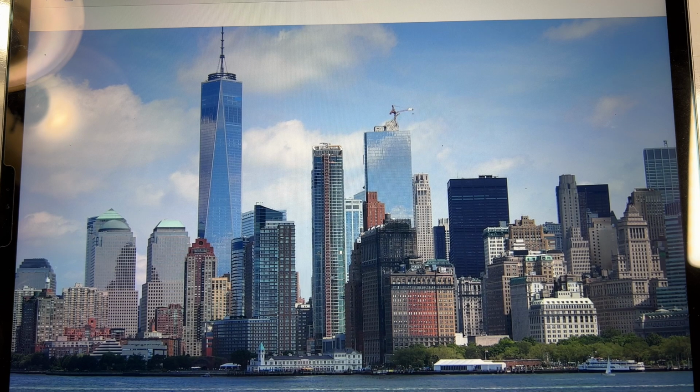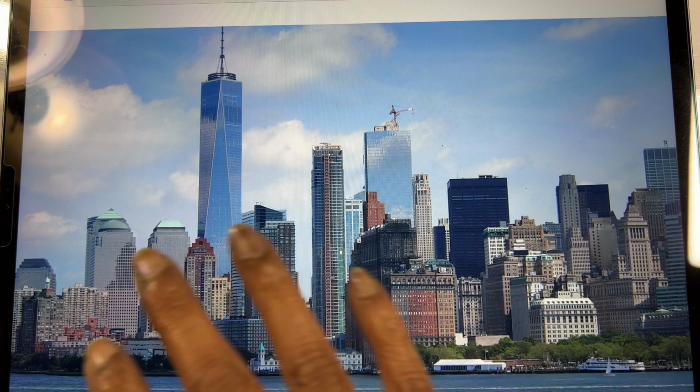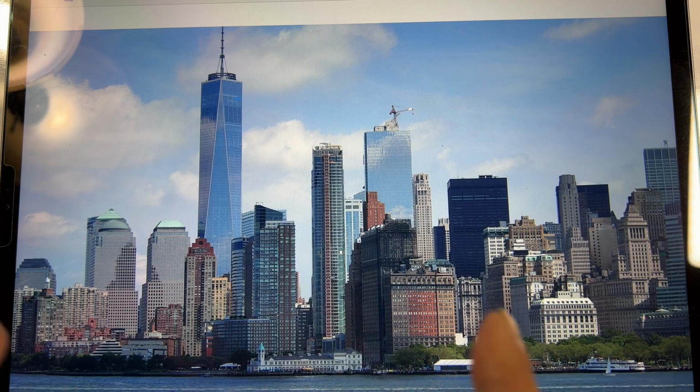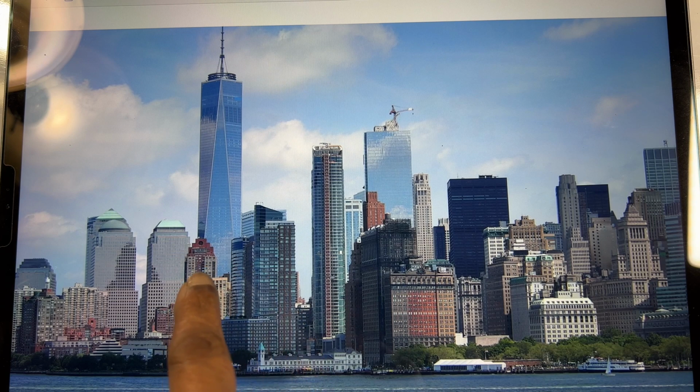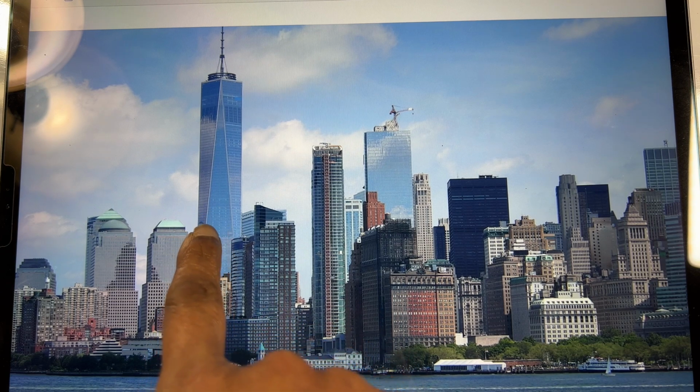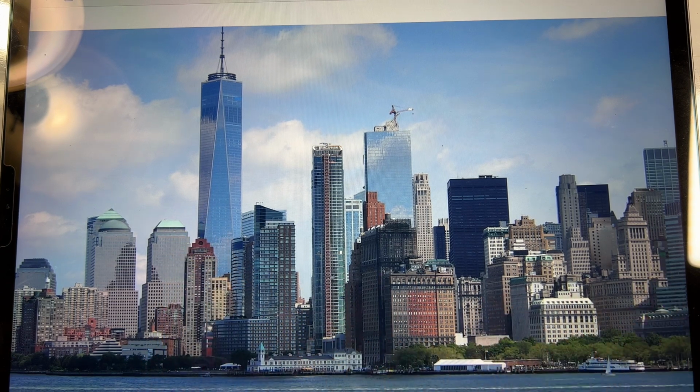Alright, so I don't know all of these buildings. I don't know what they're called, but I think this is the One Trade building probably, and there are several other buildings, but I'm going to pick a few and paint them.